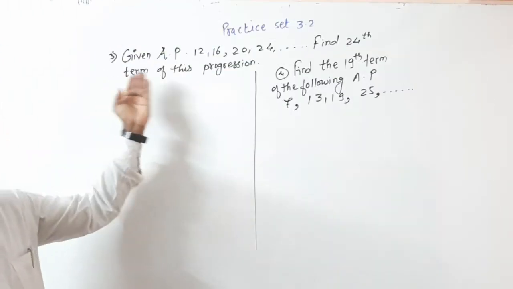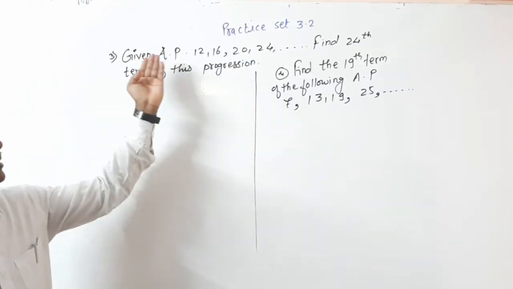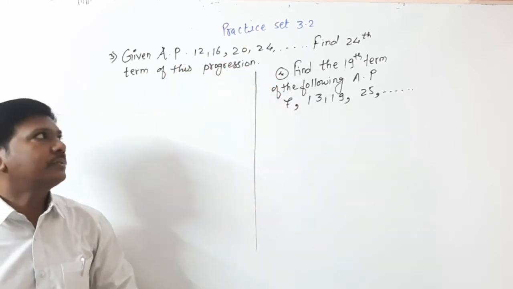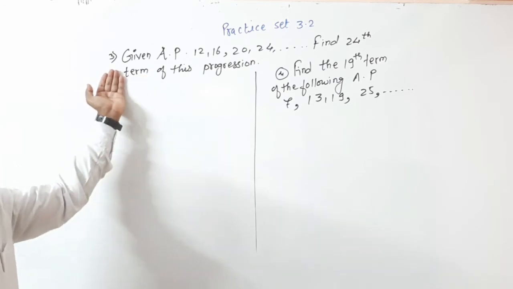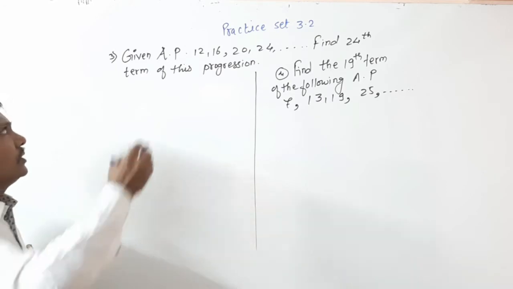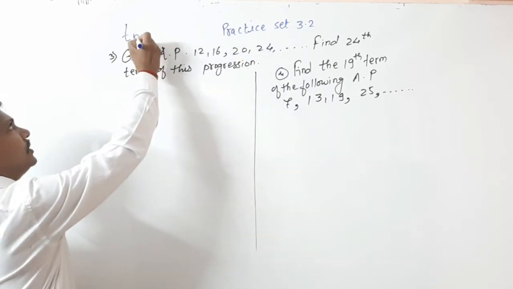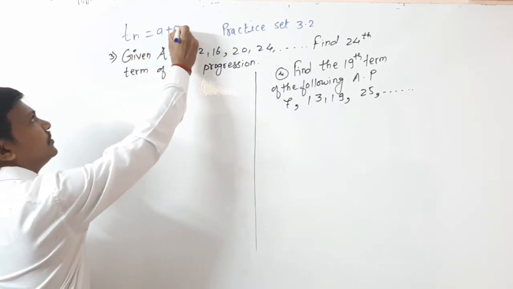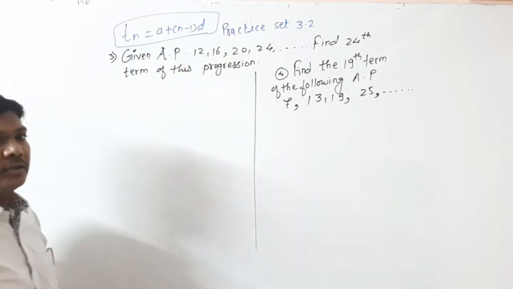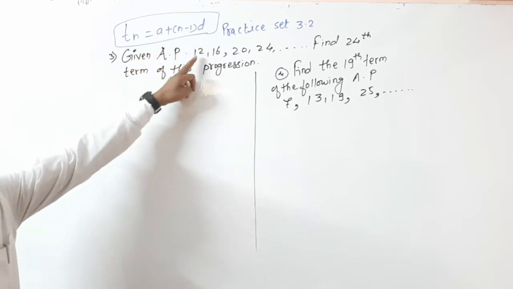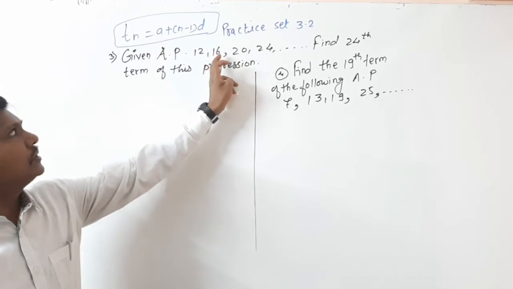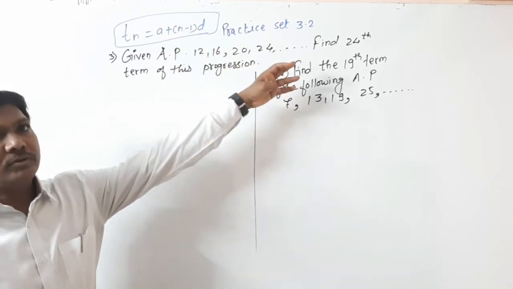So question number 3 and question number 4. Here an arithmetic progression is given and you have to find the 24th term in the third and the 19th term in the fourth. So for the nth term you have to learn this formula, that is Tn equal to A plus (n minus 1) into D, where A is the first term, D is the common difference between two consecutive terms, and n is the term.